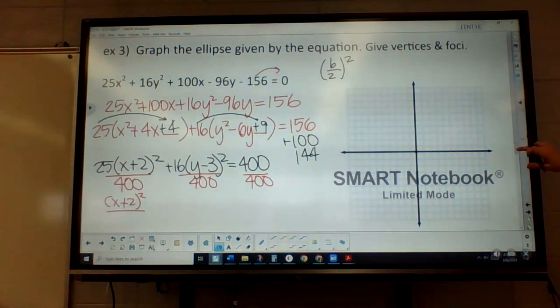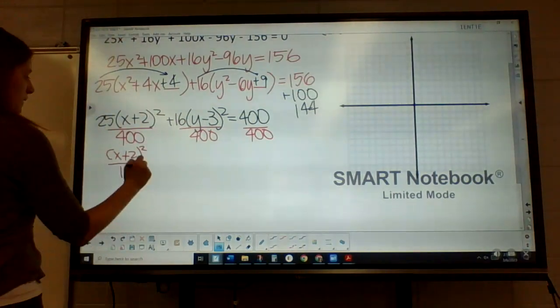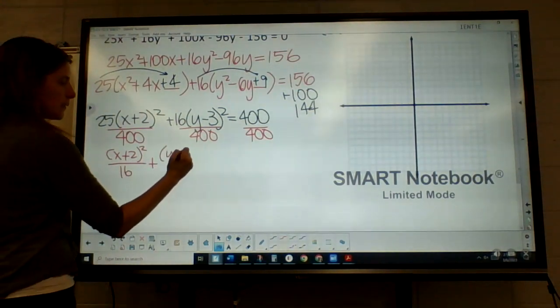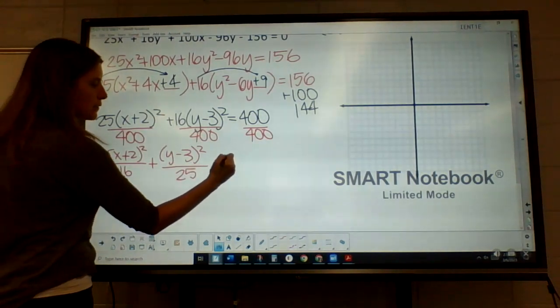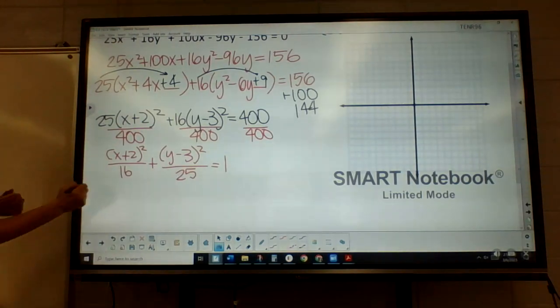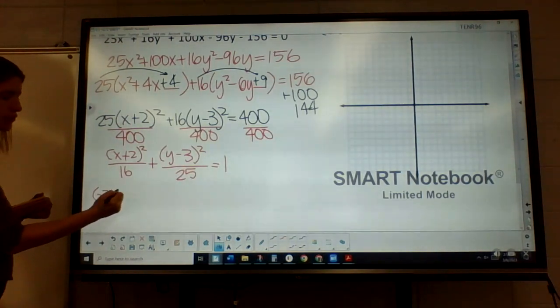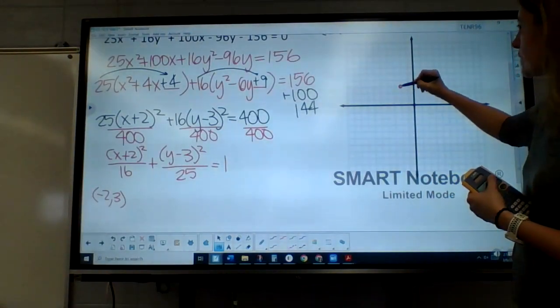Let me get 16 for that. And then that means this one's going to be 25. So our ellipse center is negative 2, 3. So there's the center.